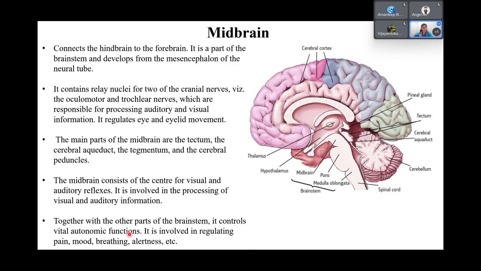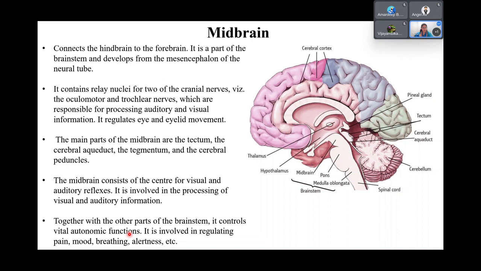Now, moving from the forebrain, we move to the middle portion, which has the midbrain. If you have to simply say, it connects the hindbrain to the forebrain. Here they consist of the brainstem. So they are part of the brainstem, the brainstem being the lower end of the brain, and they develop from the mesencephalon.